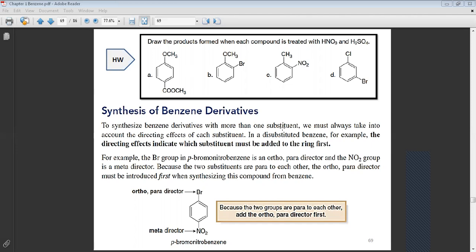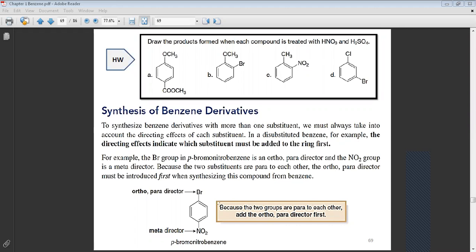Now, we have more than one substituent on the benzene ring. That means we have stepwise synthesis. What does stepwise synthesis mean? It means step by step, maybe 3 steps, maybe 4 steps, maybe 5 steps. Then in disubstituted benzene, for example, the directing effect indicates which substituent must be added to the ring first.